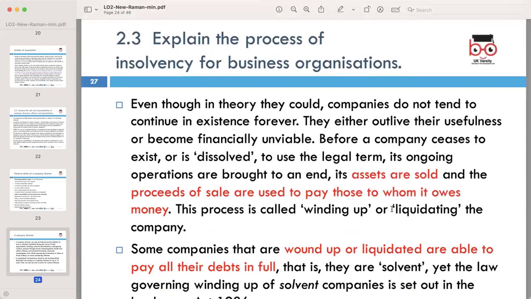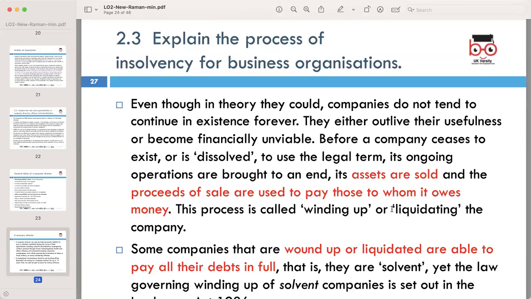Explain the process of insolvency for business organizations. Companies, despite their potential to continue indefinitely, often face dissolution due to financial unviability. The process leading to the end of a company's operations is known as winding up or liquidation.